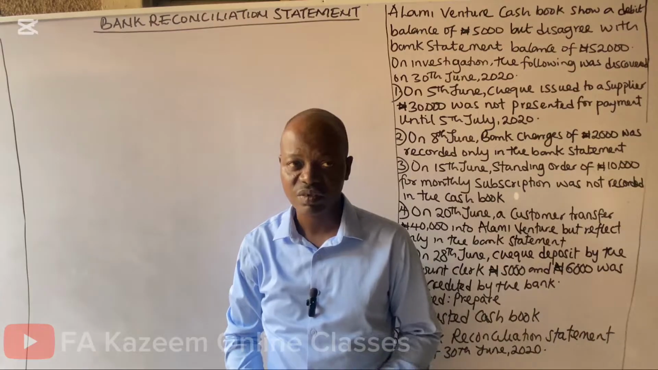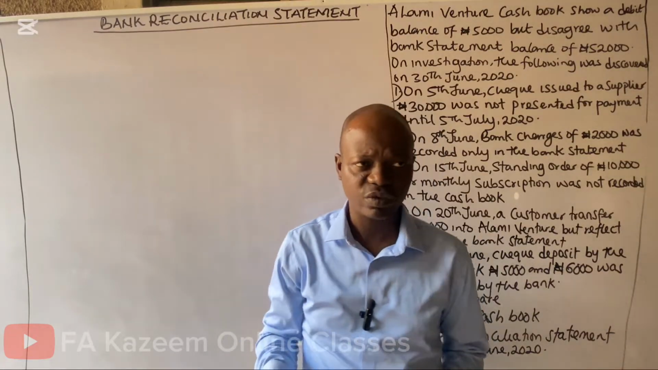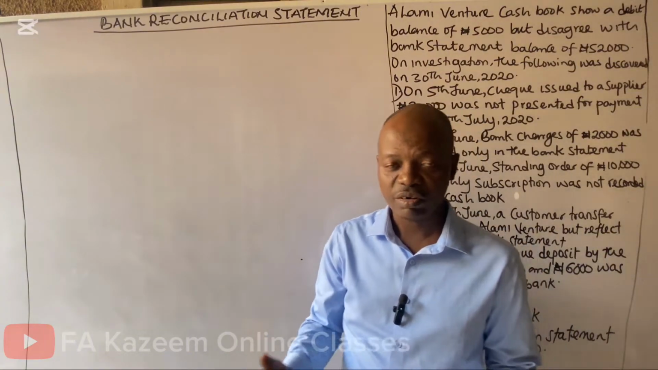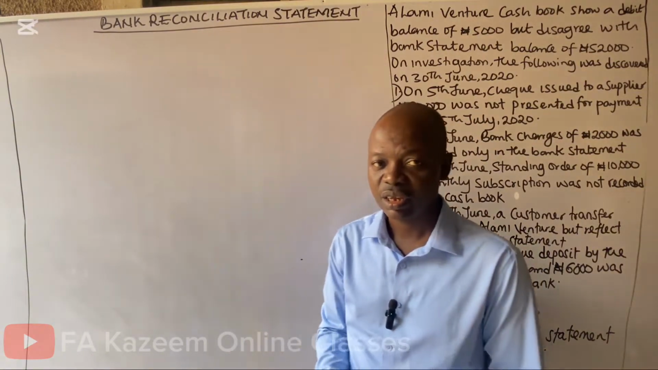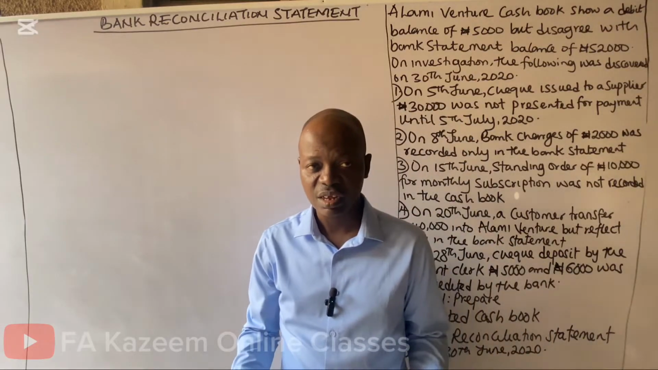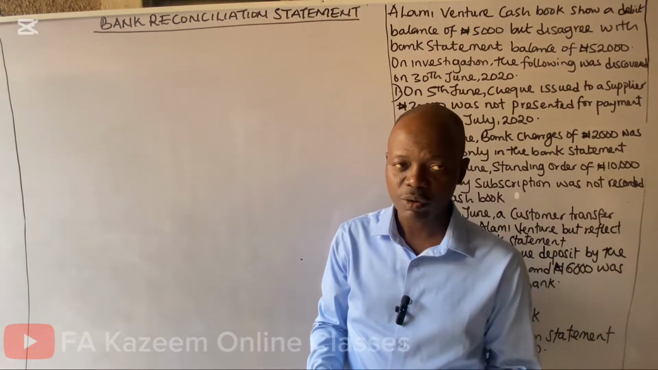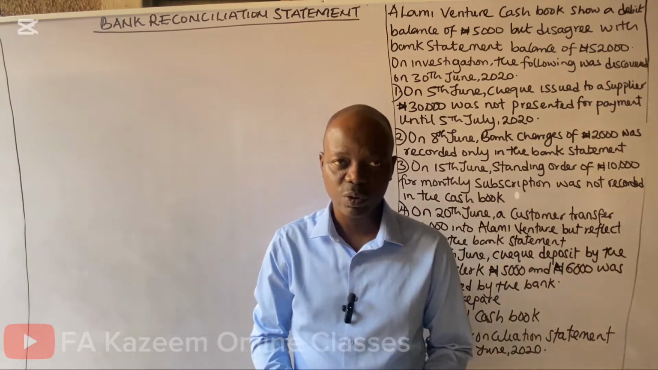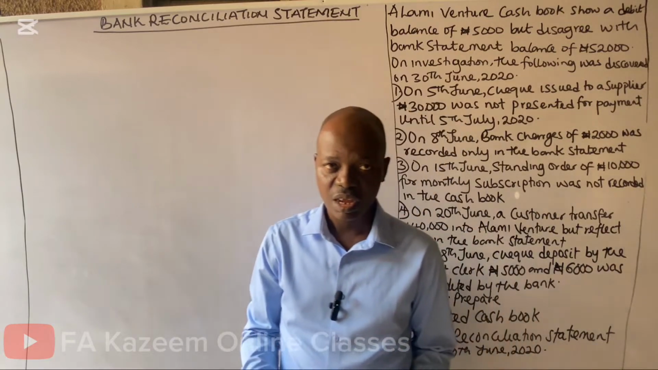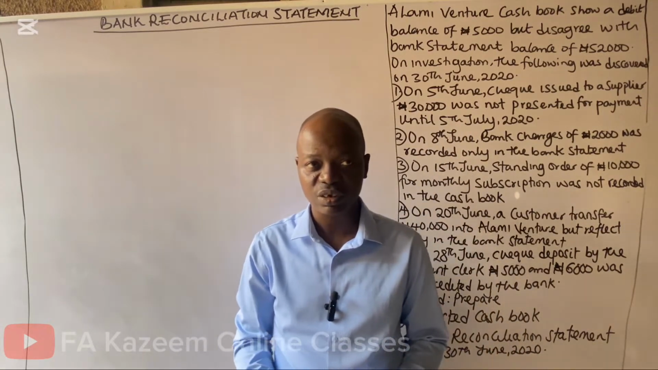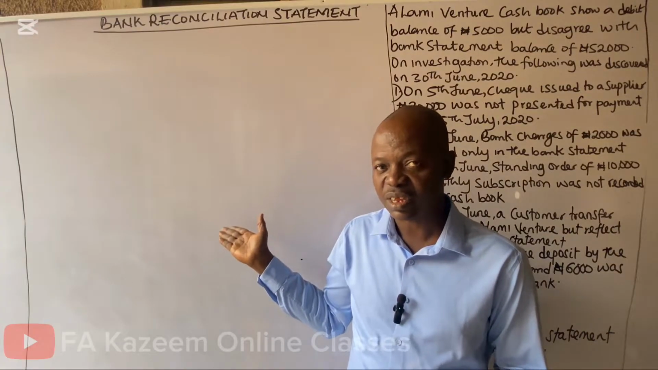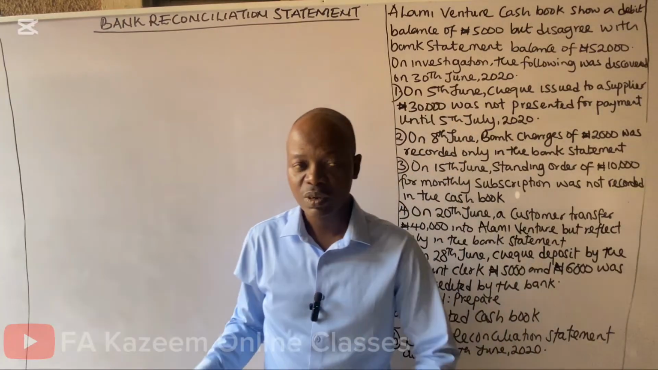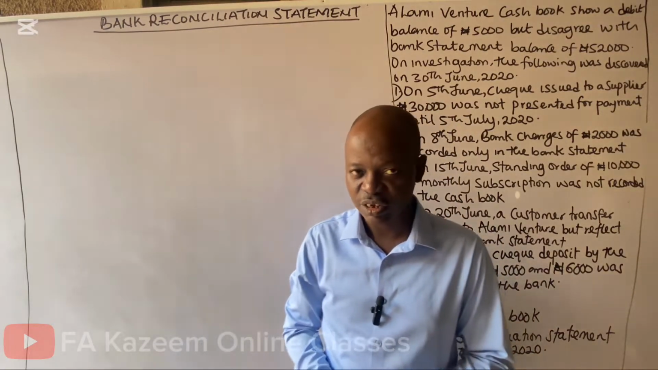And we said there are factors that cause disagreement between the two books. Now, what are these factors? We said factors like unpresented check, uncredited check, dishonored check, bank charges, standing order, credit transfer, error by the bank, and error by the customer. In our previous video, we looked at a comprehensive illustration and we solved it, giving us the table of bank statement and the table of cash book. And at the end of the day, we prepared adjusted cash book and we prepared bank reconciliation statement.